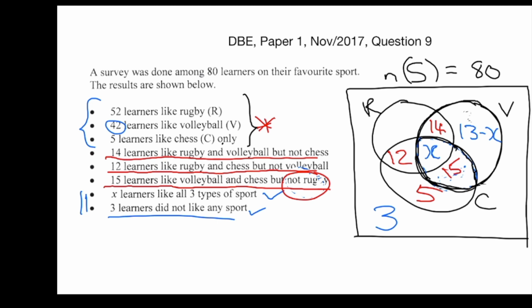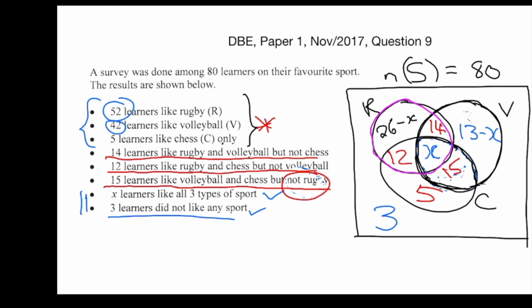Then up here it says 52 learners like rugby. So everything inside R must add up to 52. Already we have 12, 14, and X inside R. So we need to take 52 and subtract the 12 that we see there, and subtract the 14 as well, and also subtract the X. So we end up with 26 minus X.